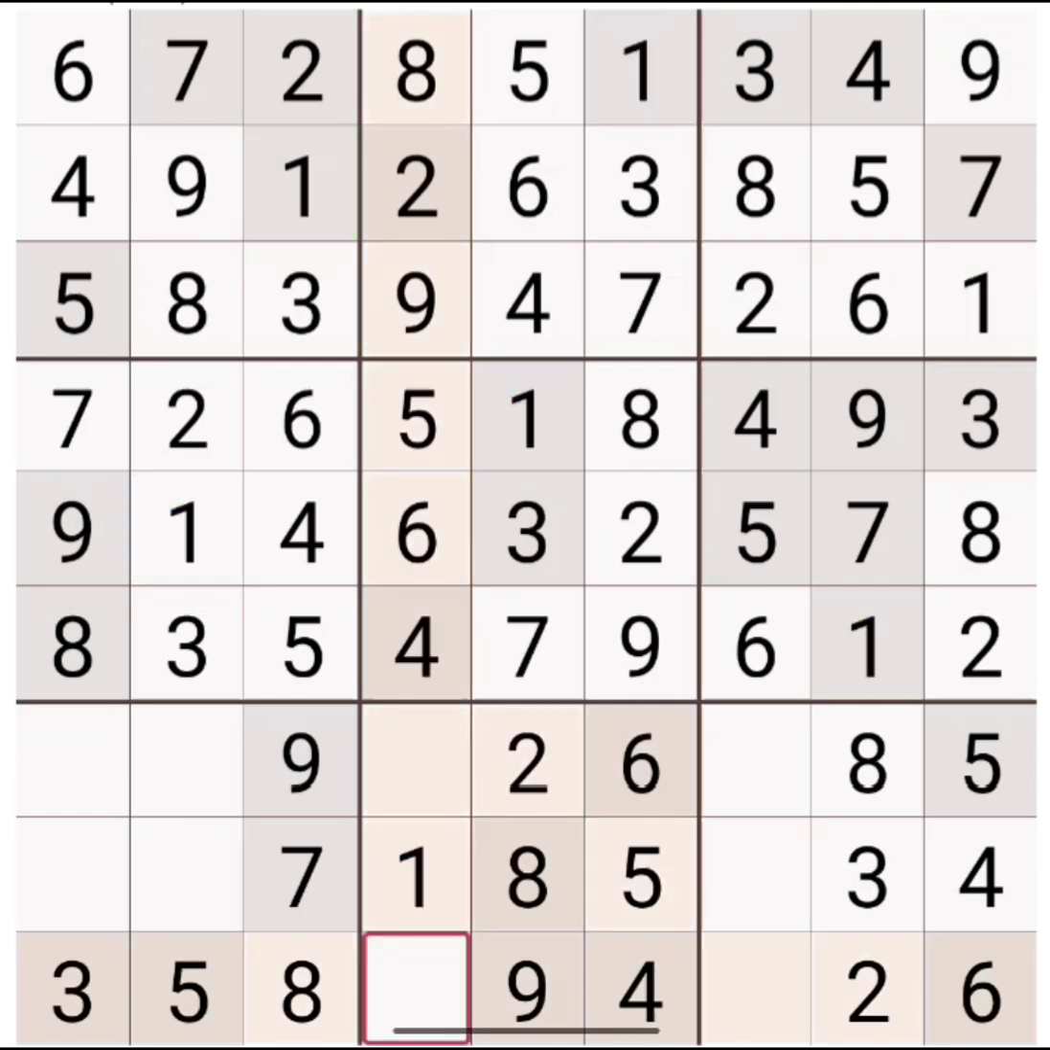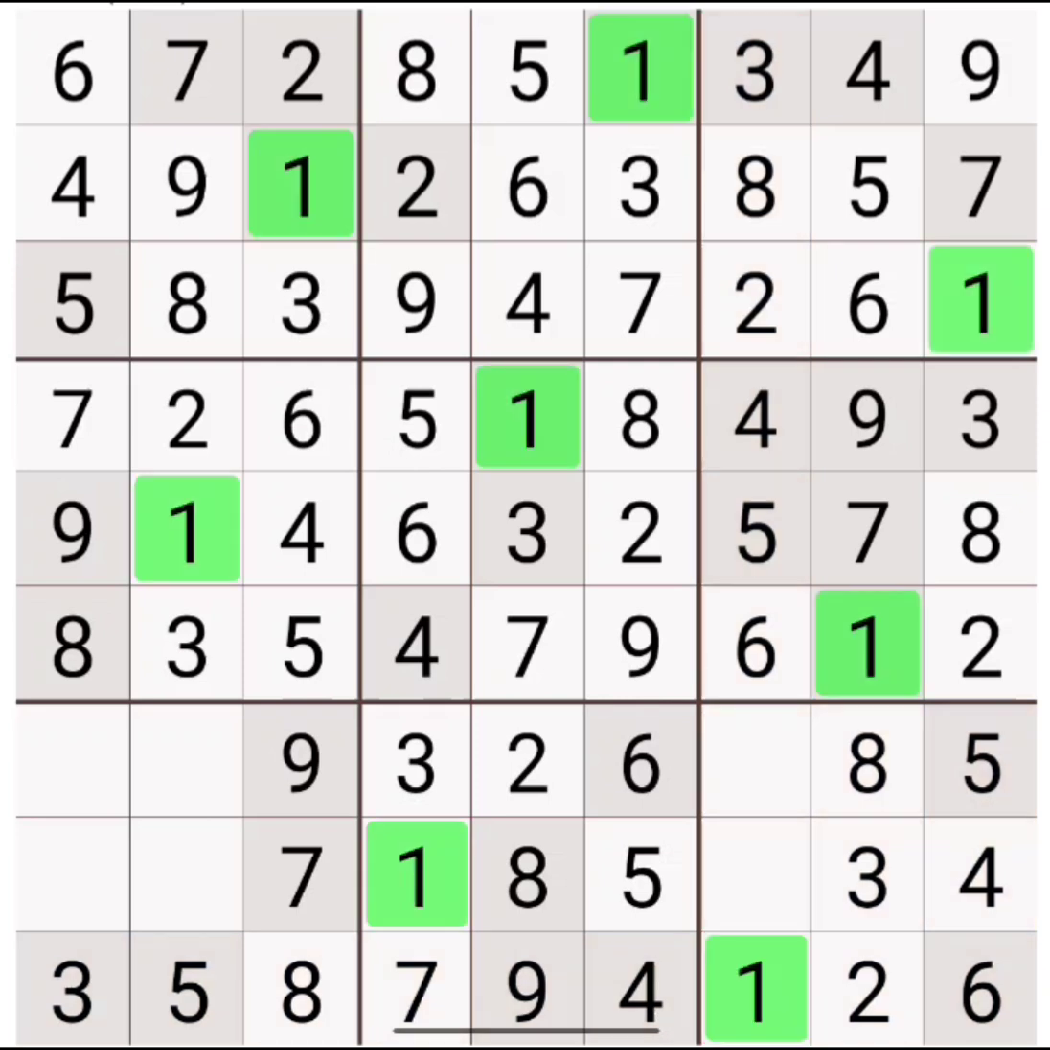Now, these two cells are for 3 and 7. But we cannot place 3 here because 3 is there in the same row. So, we'll place 7 here and 3 here. Now, let us complete the last row. In this row, 7 and 9 are there. So, we'll write only 1.